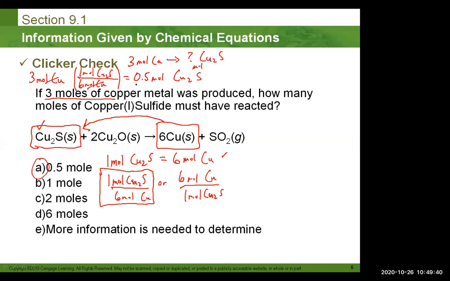Basically what this is telling us is that if we put in 0.5 mole of copper(I) sulfide, it's a 1-to-6 relationship. We get 6 times the amount out of the copper in terms of this reaction. Question on those steps there?